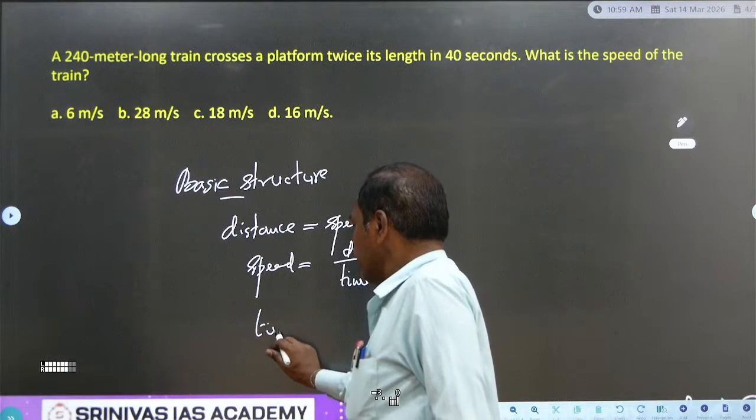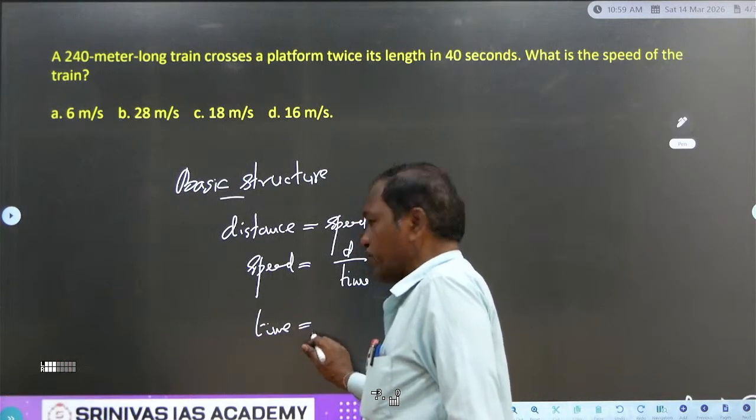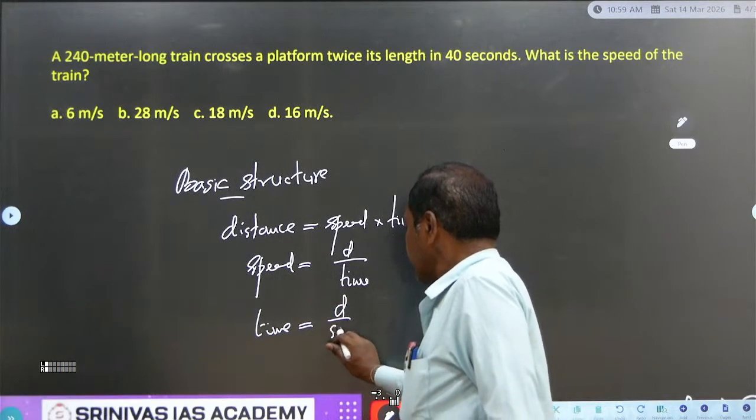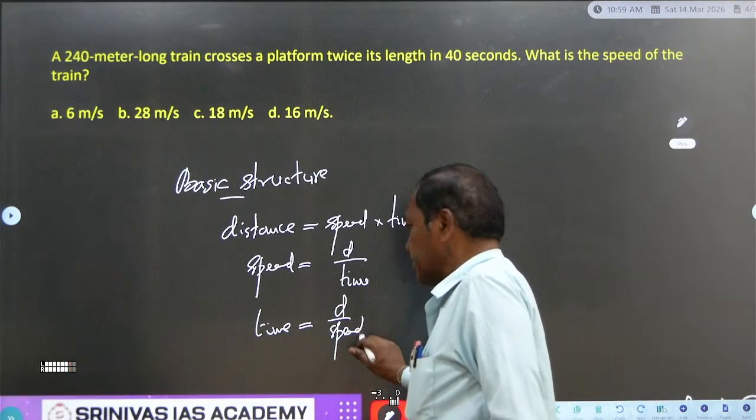Sometimes these formulas may not be applicable. That's a different fact. That is, time is equal to distance by speed. This is very basic. This is important.